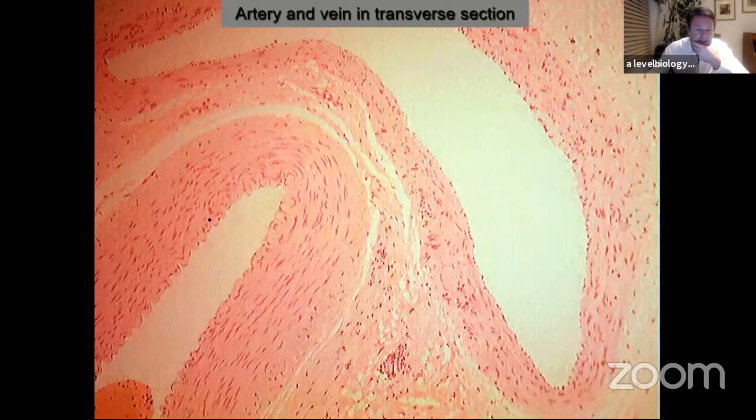Okay, so here are some cross sections through some arteries and some veins from Roland the rat with the donor card. This is the vein, and here we've got a comparatively thin tunica media, and this is an artery, and we've got a much thicker tunica media.